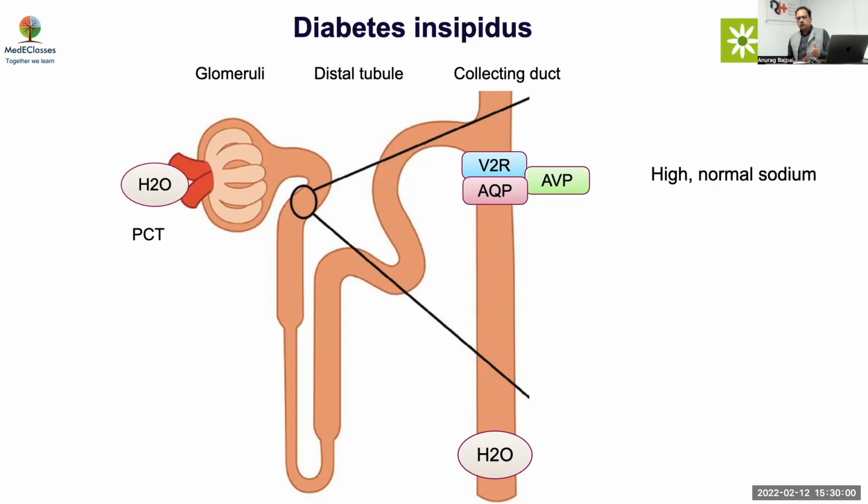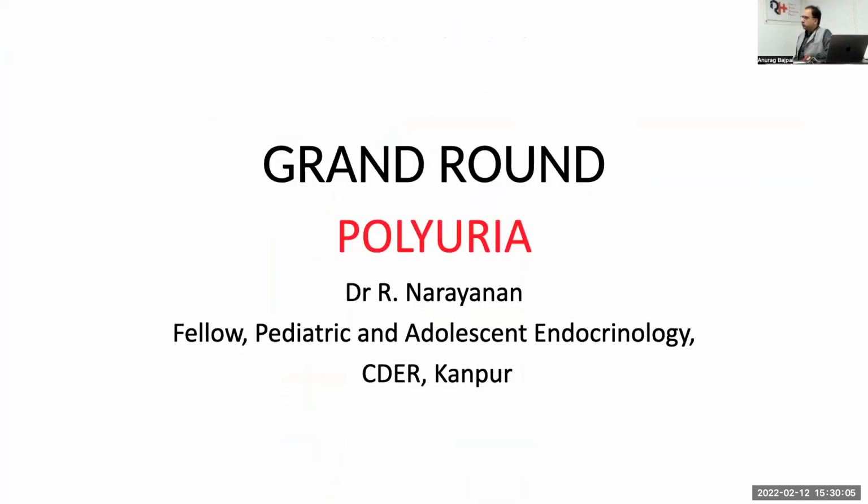Hypernatremia is usually unusual because people are drinking a lot of water in that perspective. Urinary osmolarity is of course low. So we have now discussed the overall background as to what really is polyuria and why it is caused. We'll now invite Dr. Naveen.